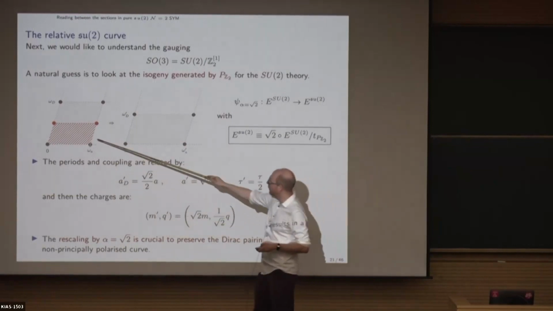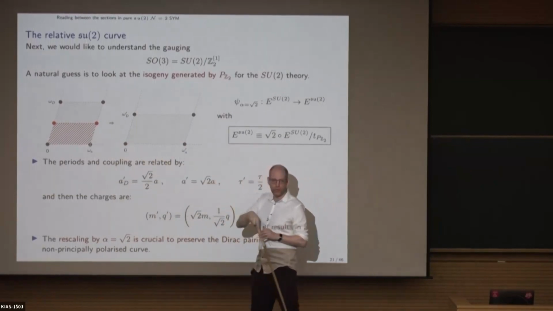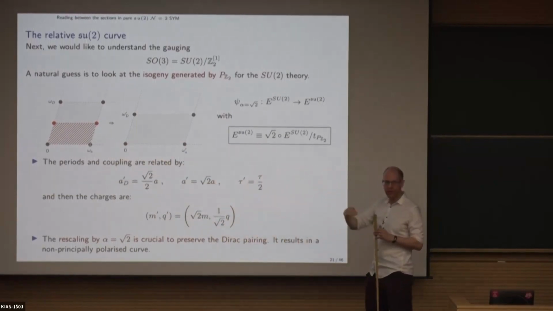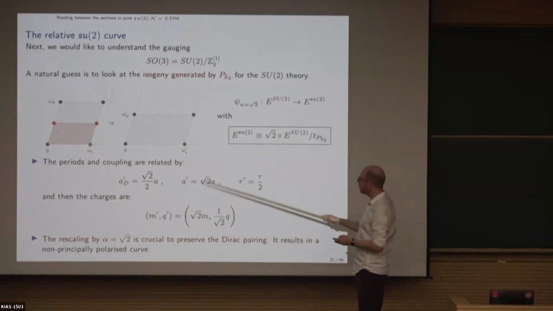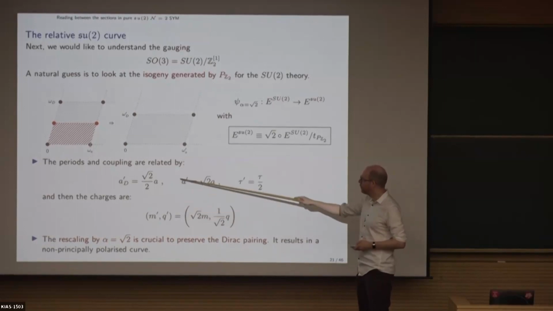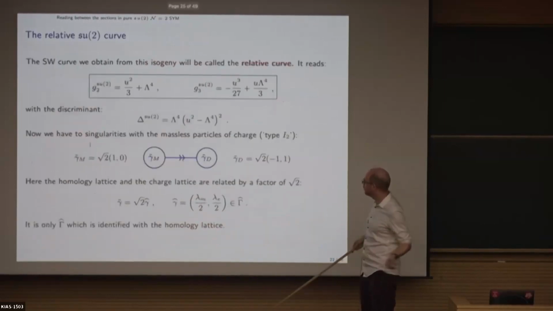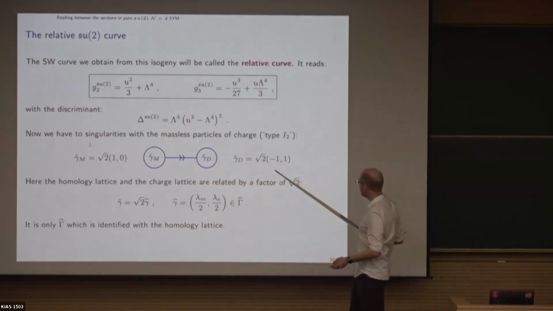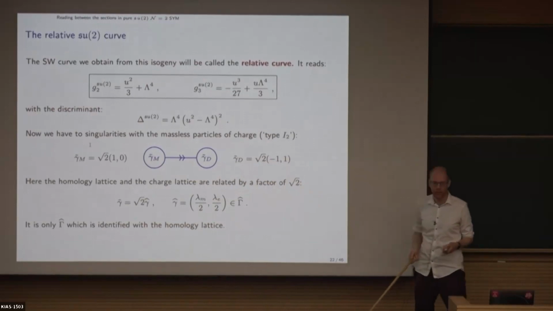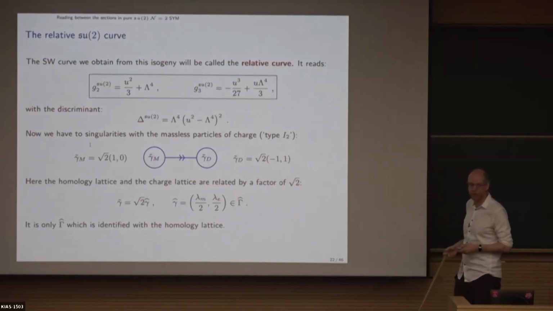There is the fact that you do the quotient. So when you do the isogeny without rescaling, you will rescale the charges accordingly. But then you also rescale everything, the two periods, by the same square root of two factor. So that's why, in this relative normalization, you see that here it's 1, 0 and minus 1. So the direct pairing is still two. That's precisely why you need square root of two, in a sense.